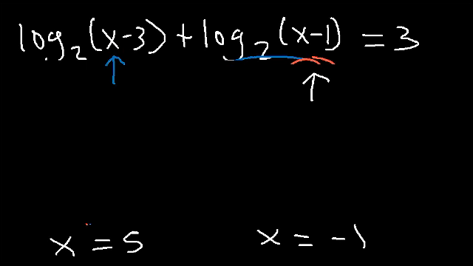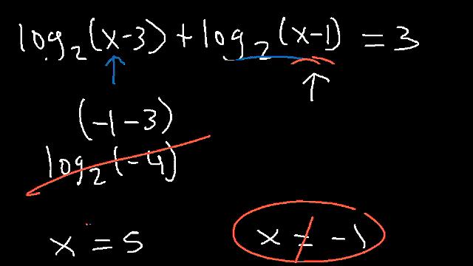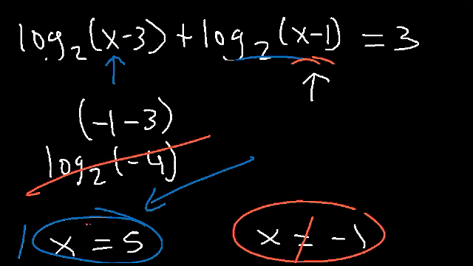But if we plug in -1, -1 minus 3, that's -4. Log base 2 of -4 doesn't exist. So -1 is not in the domain of the log function. So therefore, x can't equal -1. This is the extraneous solution, and this is the actual solution, the one that we want. So the answer is x is equal to 5. Sometimes you might get a problem that wants you to identify the extraneous solution, which is this one.